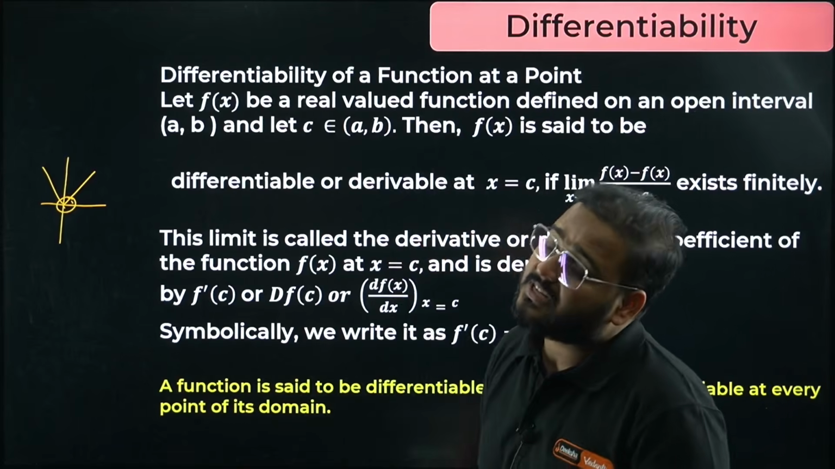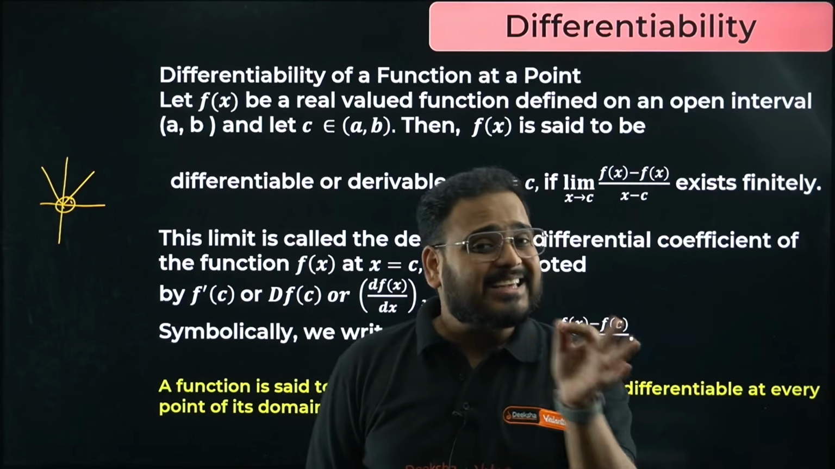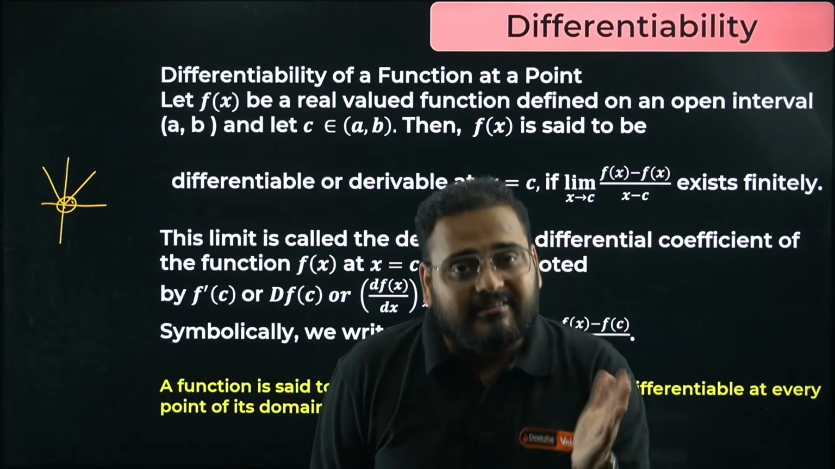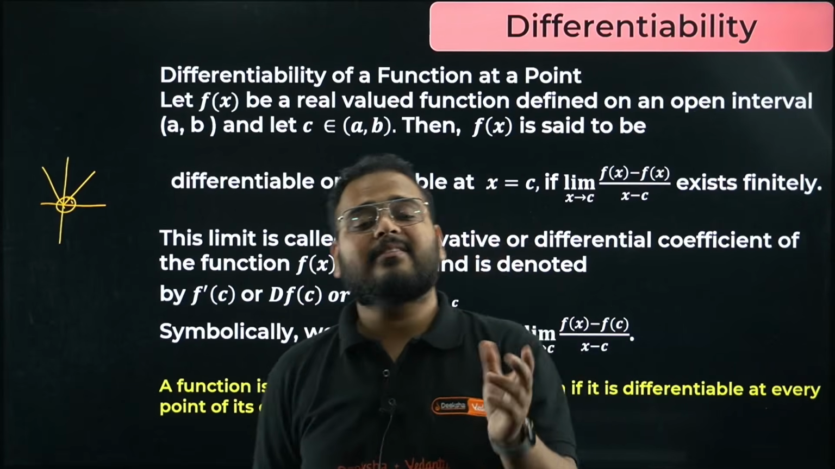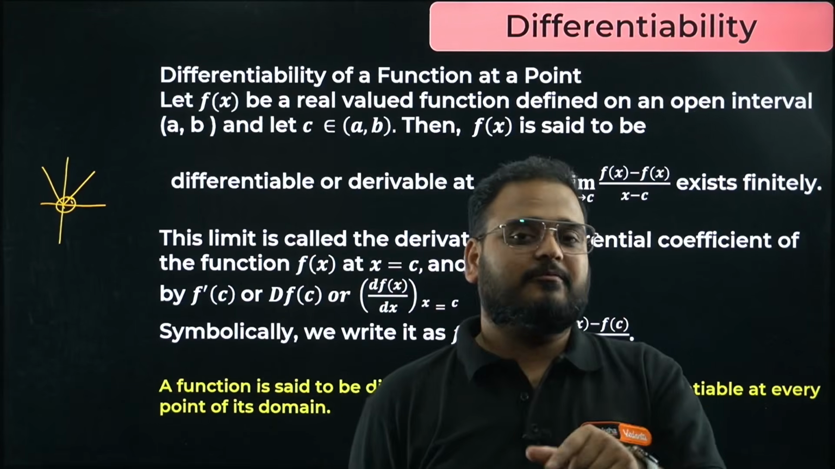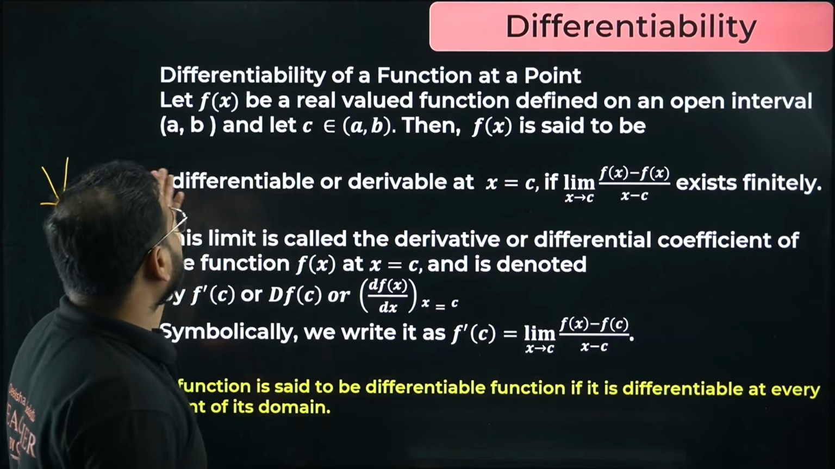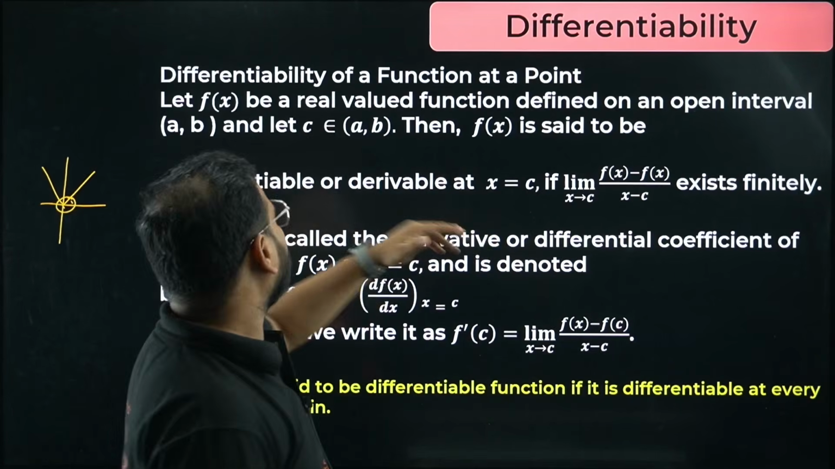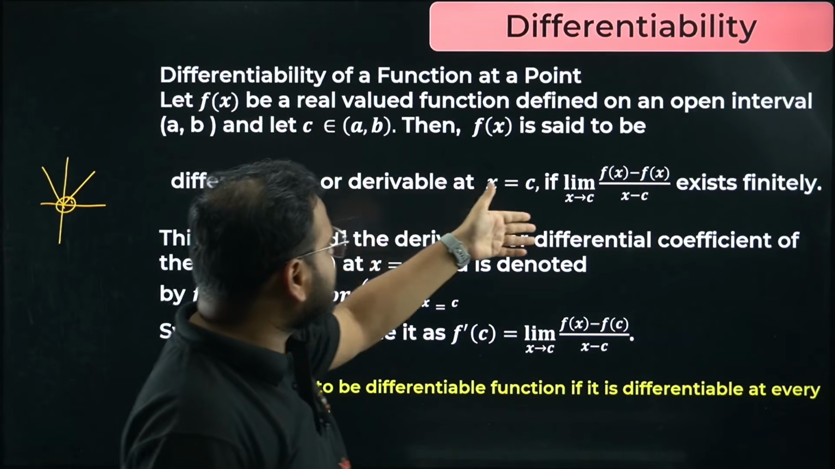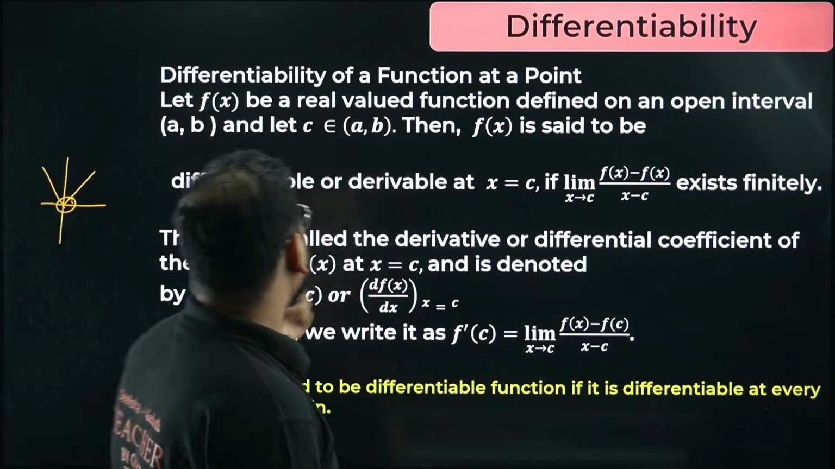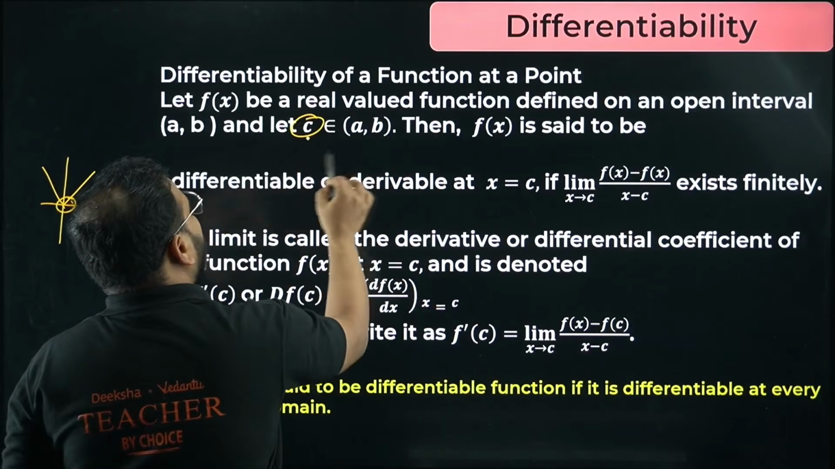In the algebraic approach, you have to find the LHD and RHD, the left hand derivative and right hand derivative, and prove that they are equal to each other. When you can do that, it becomes differentiable. Differentiability of a function at a point: let f(x) be a real valued function defined on an open interval, and c is from this interval.